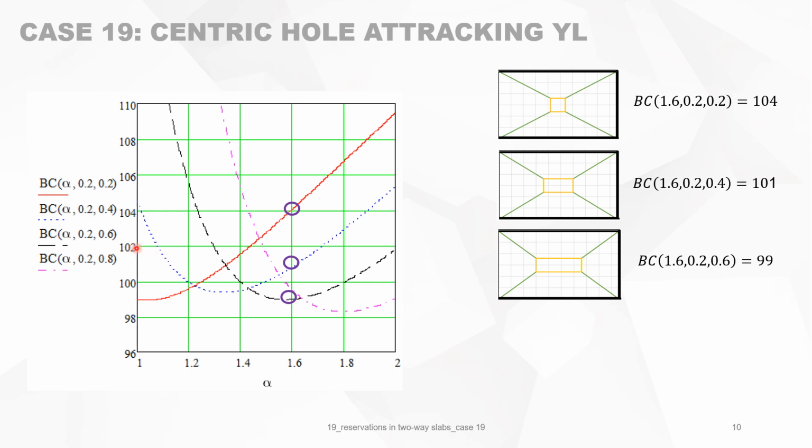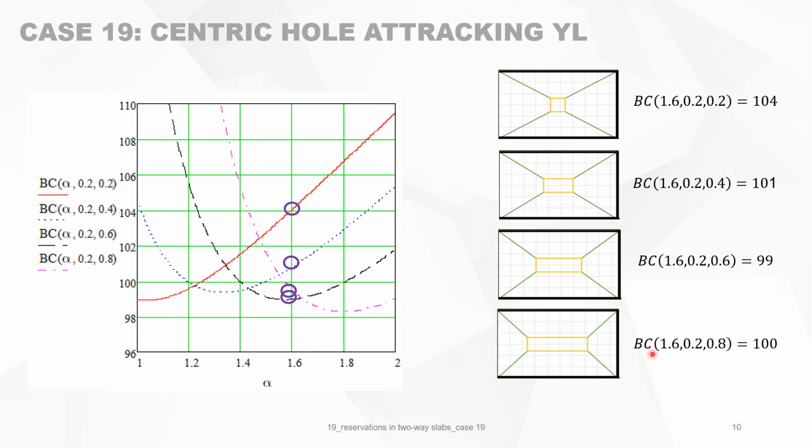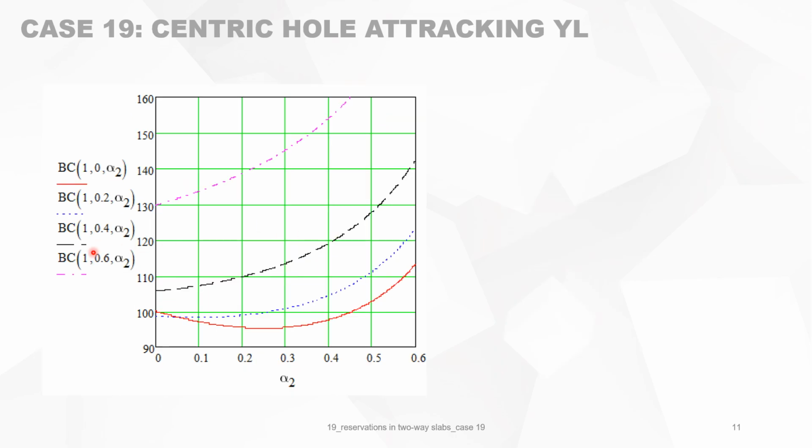So now from this curve, you can visualize what type of reservation is interesting for the slab. And this is the fourth one, which is 100%. Now, we can do the same, but we will fix the bearing capacity for square slabs. Alpha is 1. We fix alpha. The variable is alpha 2 from 0 to 0.6, and we vary alpha 1 from 0 to 0.6. And then you got those curves.